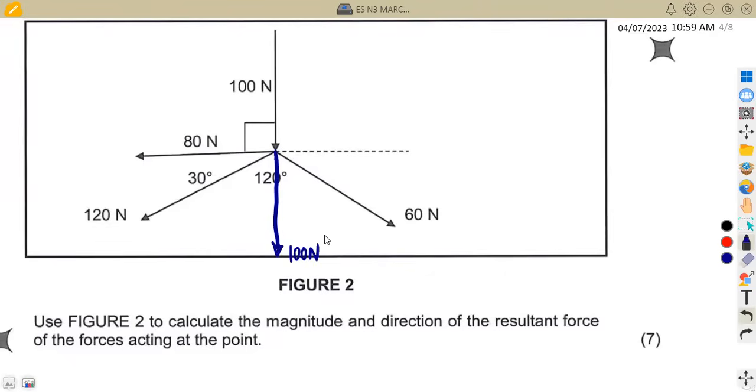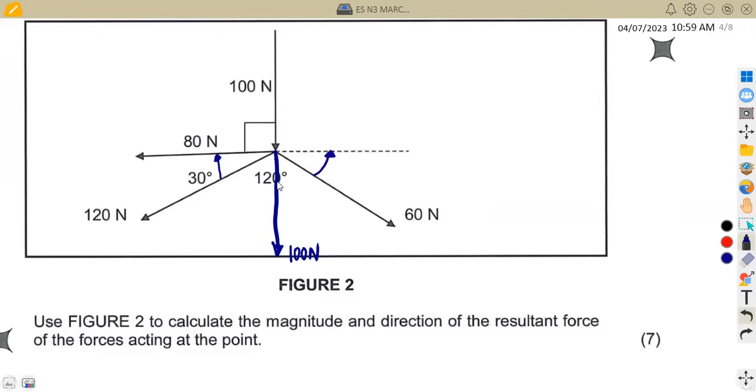And the other thing, the forces must have angles between the force and the horizontal line. Like this one, 120 Newton, we are given the angle of 30 degrees between these, which is fine. So this one, we're going to use it. But if you check 60 Newton, we do not have the angle between this force and the horizontal line. So we're supposed to calculate that angle.